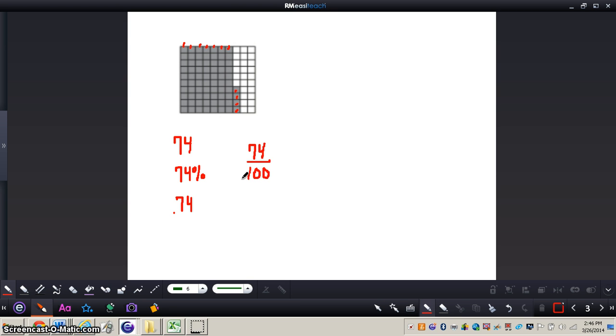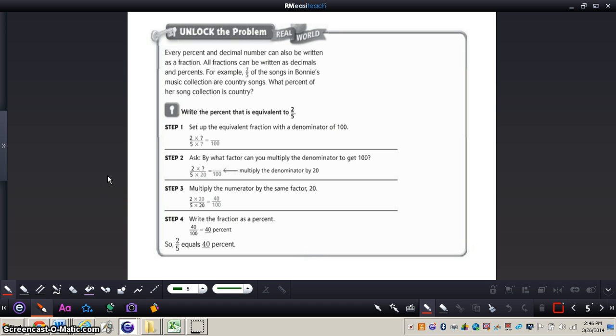Now, what we will do is take a look at how you can convert between fractions, decimals, and percents. The first thing you will need to do is turn to page 255 in your standard practice book, and we are going to unlock this problem. It says in your book, every percent and decimal number can also be written as a fraction. All fractions can be written as decimals and percents. For example, 2/5 of the songs in a music collection are country songs. What percent of her song collection is country?